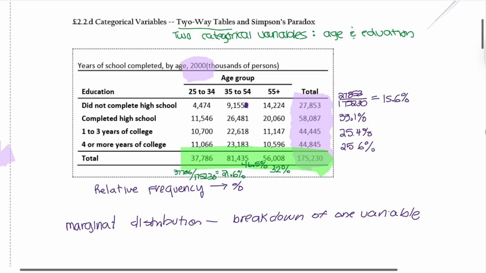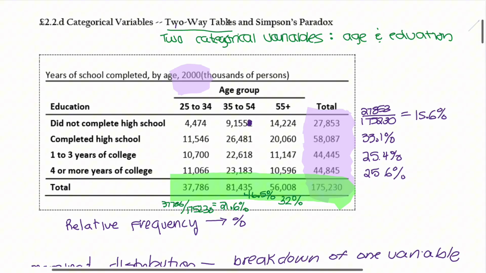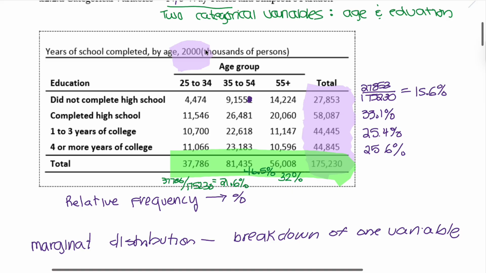Welcome to this video. In here we're going to talk about categorical variables, two-way tables, and Simpson's paradox. So what are two-way tables? They're basically tables that focus on two categorical variables. In this scenario, we're going to focus on age and education. So take a look at the table right here. Here are the education levels, and here are the age groups.